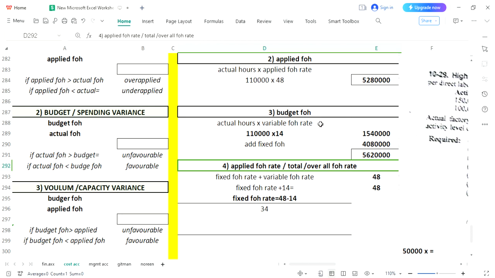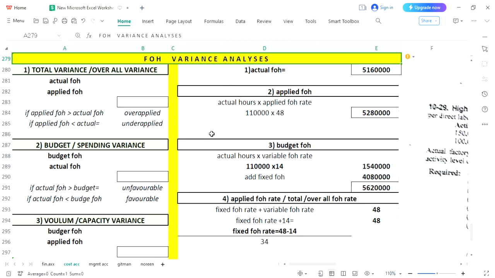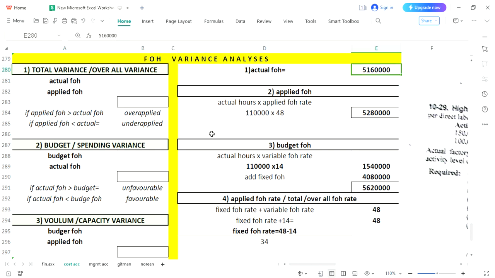So we are now ready to calculate our variances, because to calculate variances we needed actual FH, then we needed applied FH, which is also written, 52,80,000, then we needed budget FH, which has also been calculated, 56,20,000. The first variance which we will calculate is the total variance. Actual FH is posted over here, 51,60,000, and this actual FH was taken from the book. It was given in the question.